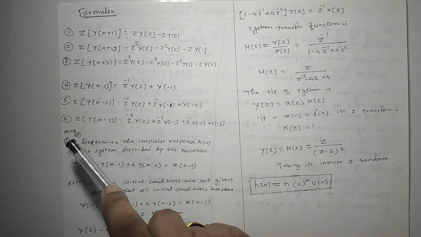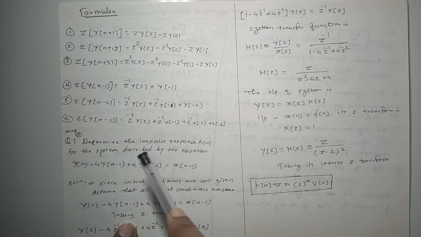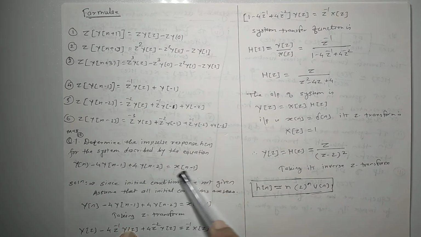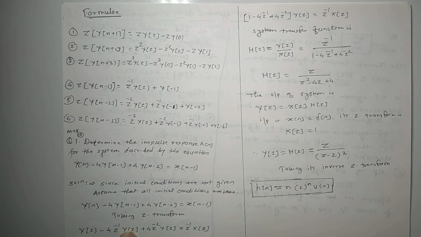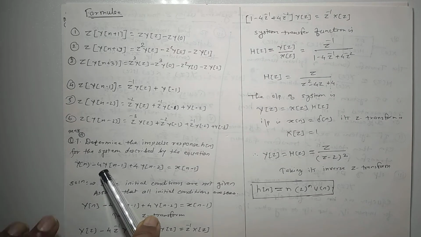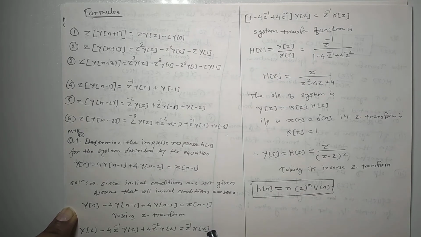Okay, so let us see the problem which was asked in May 18. Determine the impulse response of the system described by this difference equation. Here the initial conditions are not given, and therefore the initial conditions are 0. Taking the z transform of this, the z transform of y(n) is Y(z), of y(n-1) is z raised to minus 1 Y(z), of y(n-2) is z raised to minus 2 Y(z), and the z transform of x(n-1) is z raised to minus 1 X(z), and of x(n) is X(z).